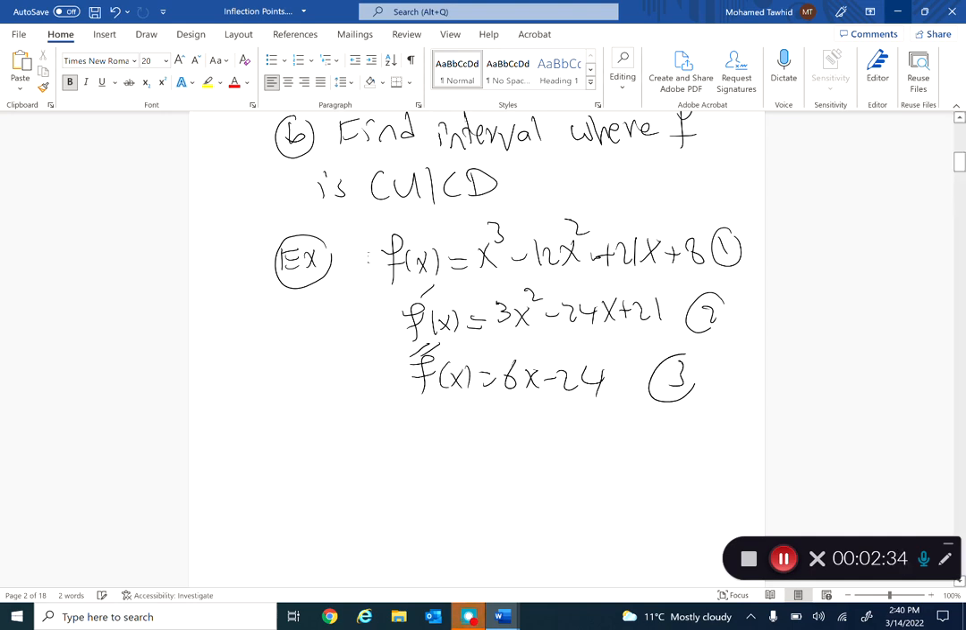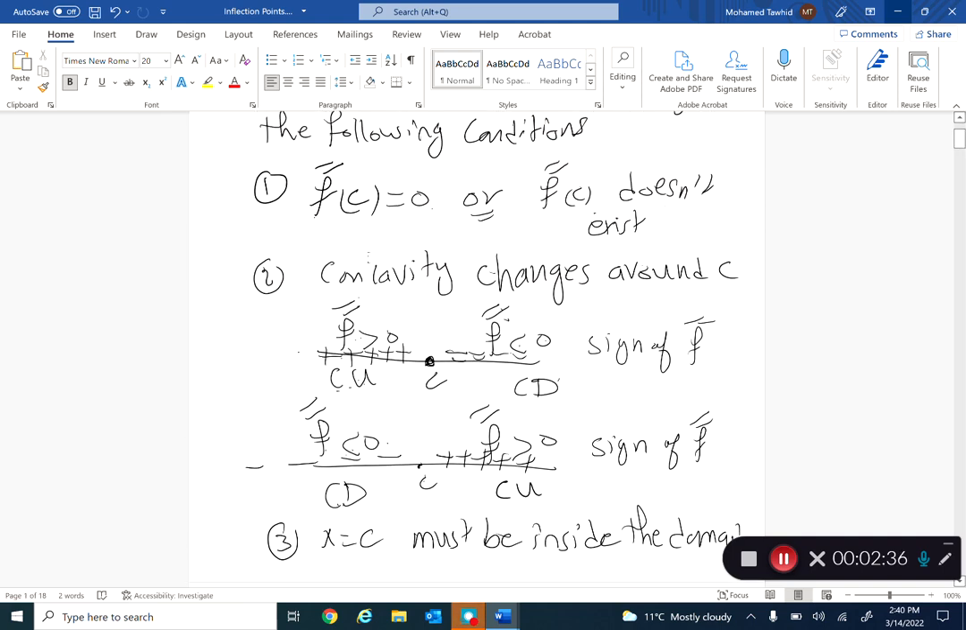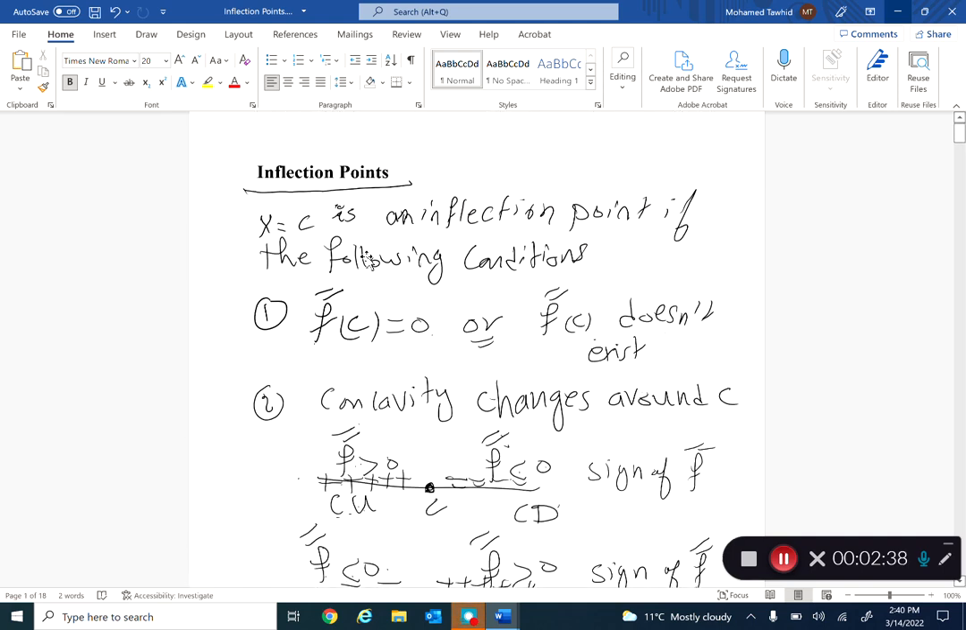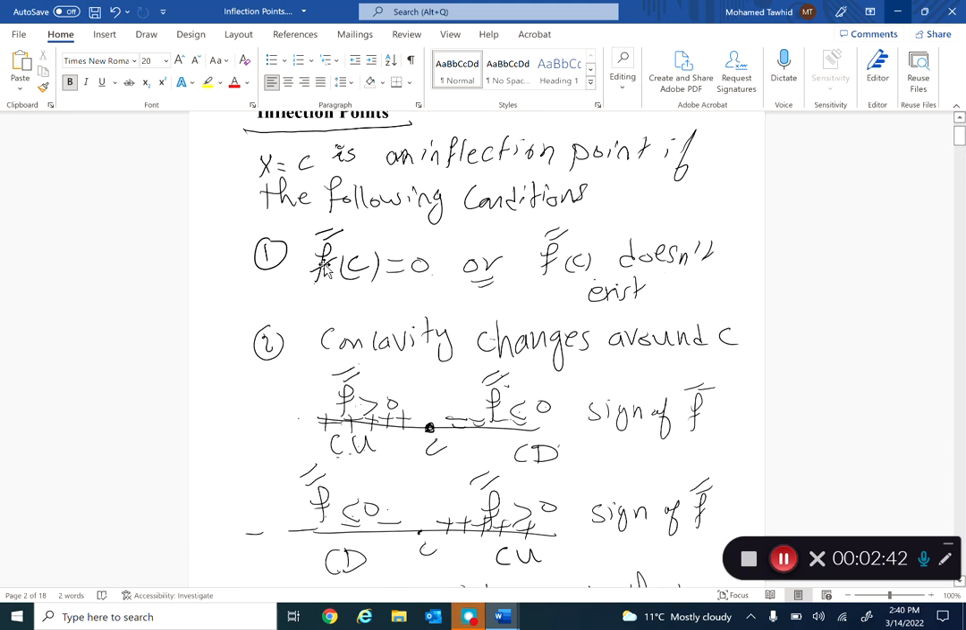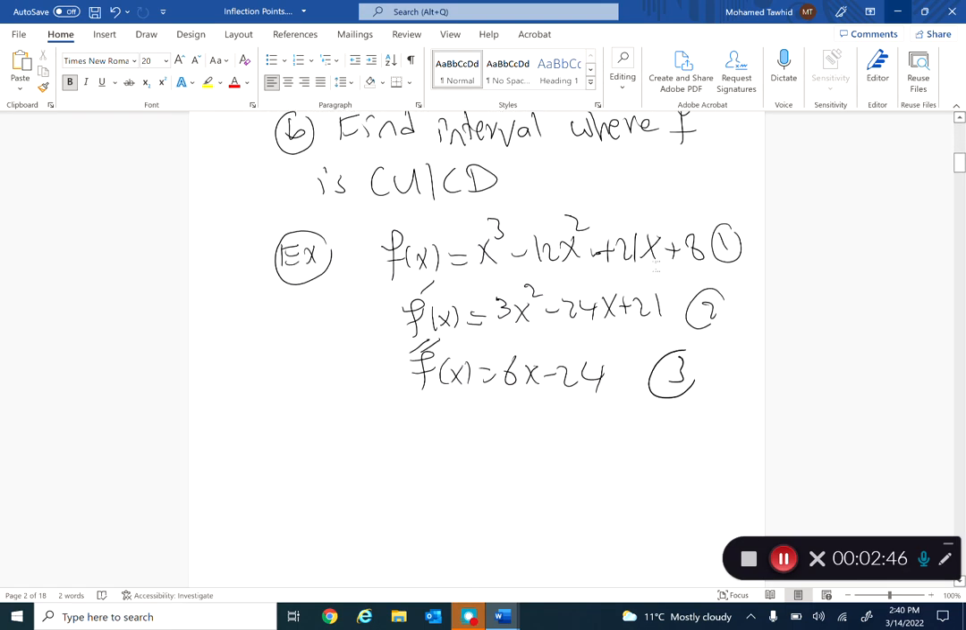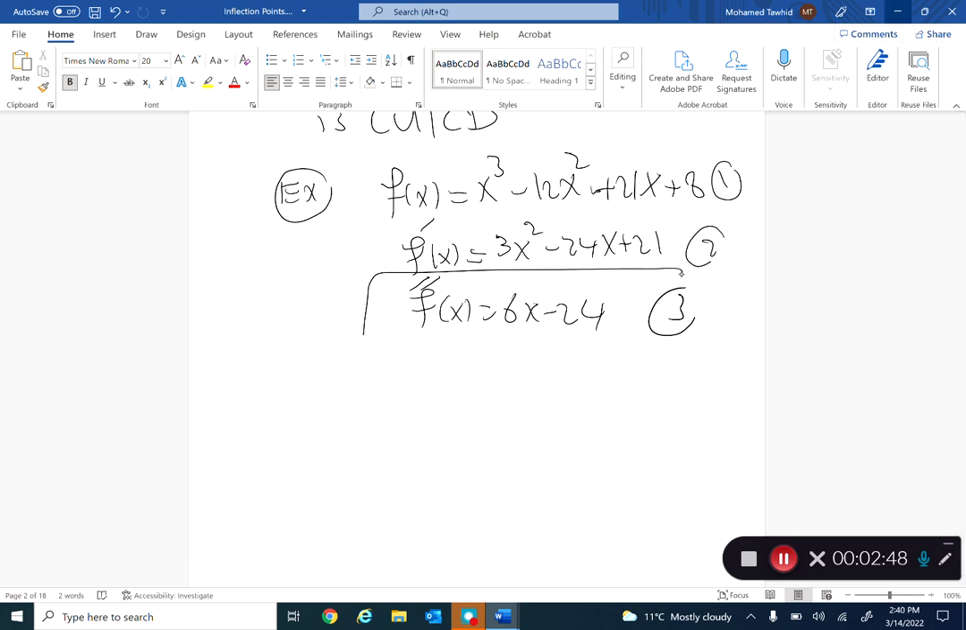So what is the goal? Our goal here is to find the inflection point. Your second derivative could be 0 or does not exist. So where is my second derivative? What do you have for the second derivative? It's a polynomial of degree 1. The highest power of x is 1. So this polynomial exists for any value of x.